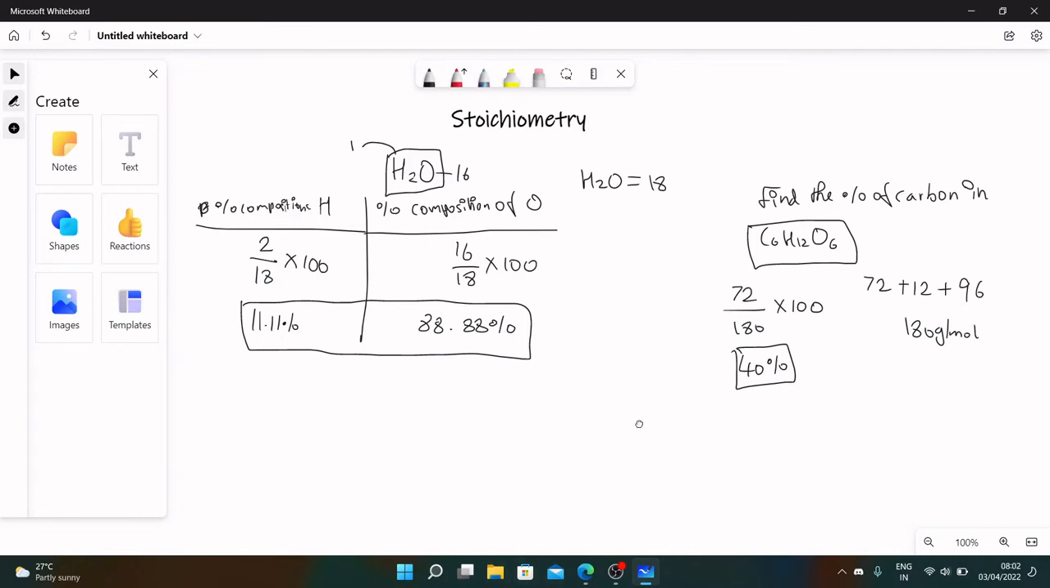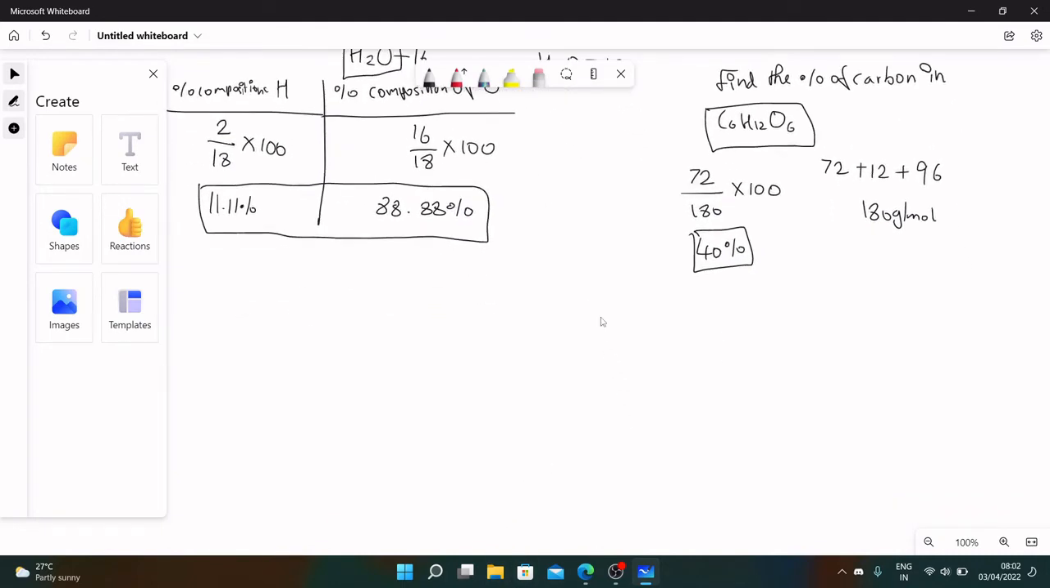Now, let's look at another question. Suppose we are asked to find the percentage of H in Cu(C2H3O2)2. This is your compound.